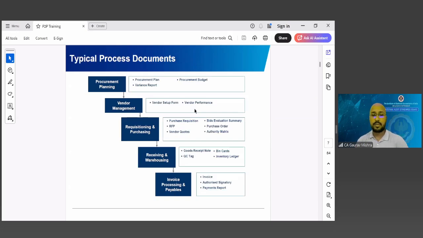This is the typical process document which I have tried to show here: during each of the sub processes, what are the illustrative documents which we use to obtain. And these are the most popular. These are illustrative, not the final ones.